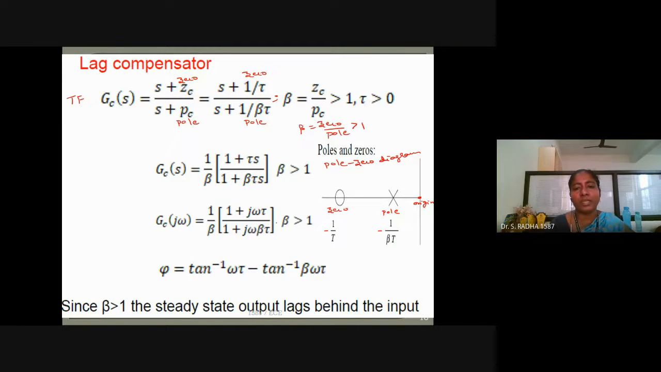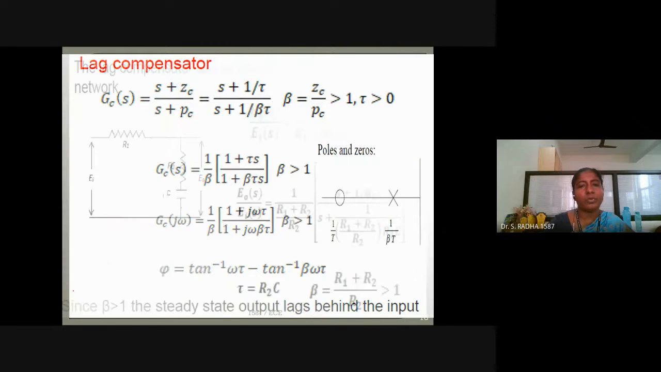Now, another form of the transfer function, let this be equation 1. We are writing the phase angle for this compensator. Suffix C means compensator. Maximum lag will happen here; earlier it was maximum lead, now it is maximum lag. Meaning the output lags behind the input. Okay, now I am going further.